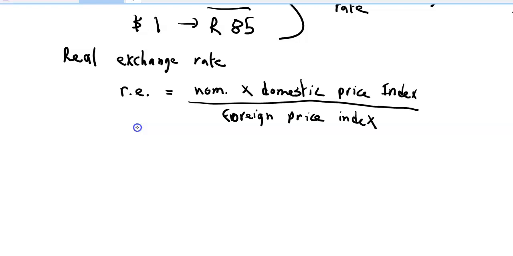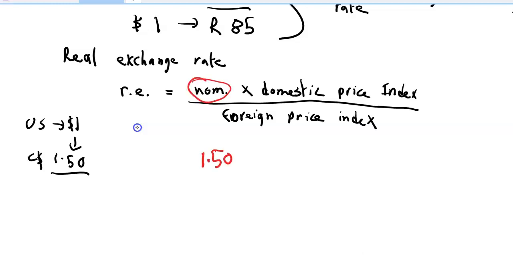Let's say that we are looking at an exchange rate between the US and Canada. So let's say $1 will give me 1.5 Canadian dollars. So the nominal exchange rate is 1.5. So what we will do is write the nominal exchange rate to be 1.50. Next we have, what is the domestic price index? The domestic price index is going to be the American price here, because we're looking at it from an American perspective.